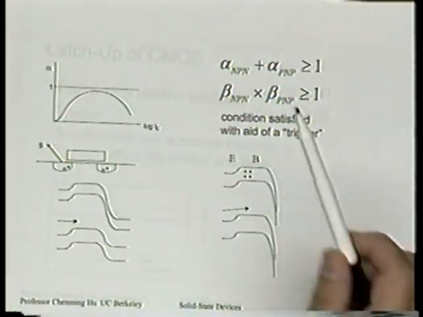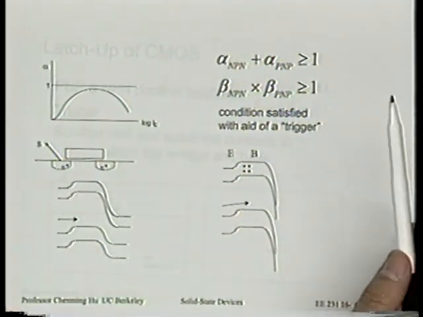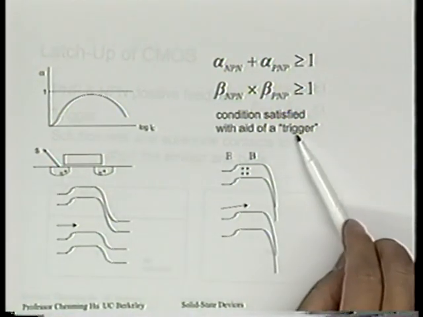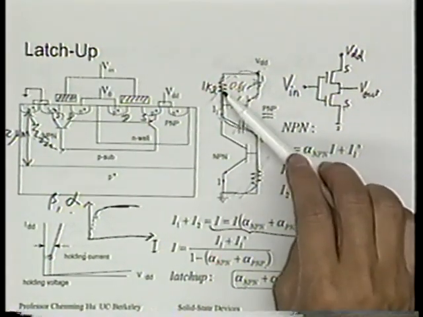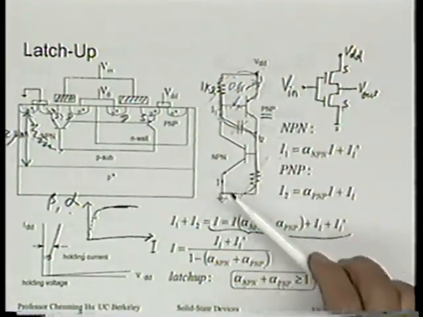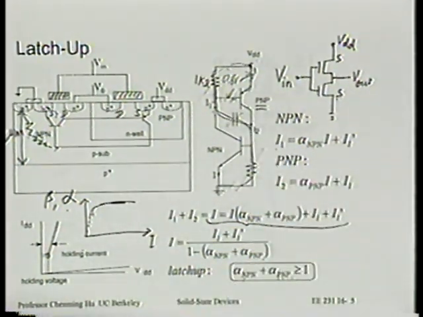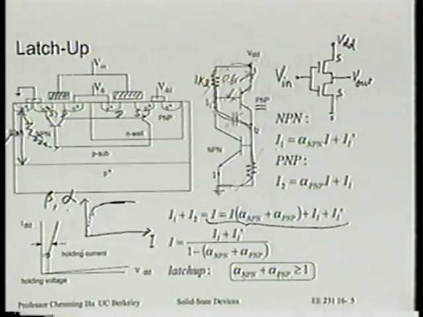So the condition for latch-up is alpha NPN plus alpha PNP larger than or equal to 1. This doesn't really tell us how to kill the alphas, but it tells us there's a need for a trigger, number 1. And number 2, it can also be used to understand why these resistors help, because I'll leave this to you as an exercise for the bipolar transistor consideration. Can you interpret this resistor shunt as a way to reduce alpha?